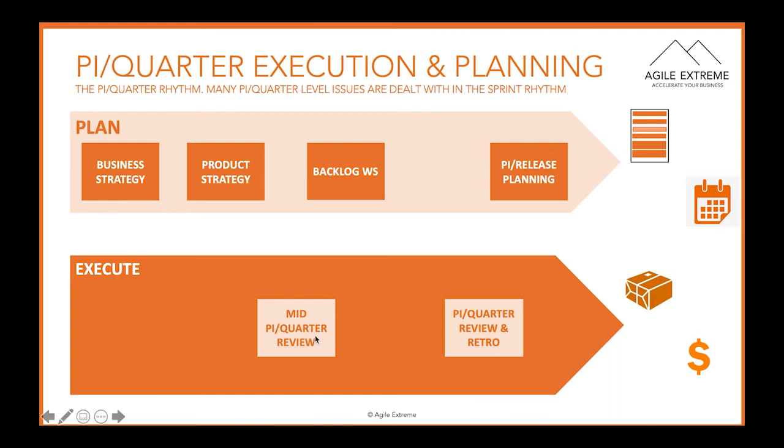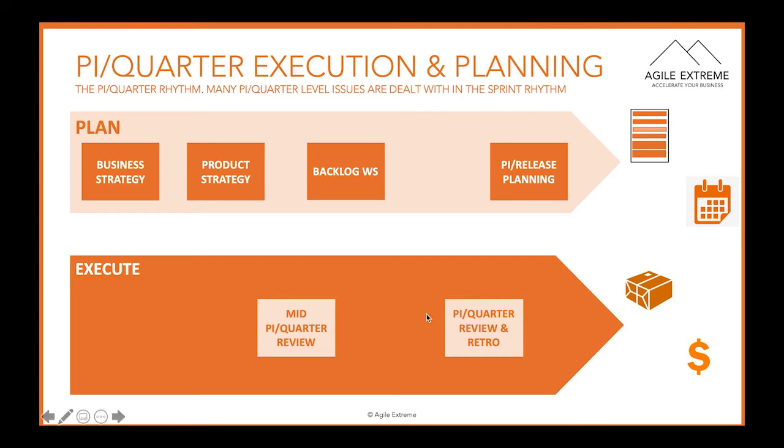We may have a mid-quarter, mid-PI review. We have a PI review and retrospective at the end of the program increment or release or quarter, whatever you want to call it. Naturally, a lot of execution things go on to coordinate the quarter-level perspective, but these happen on a sprint rhythm or week rhythm. That's the important point. On the quarter rhythm, there's usually not a whole lot of execution issues.